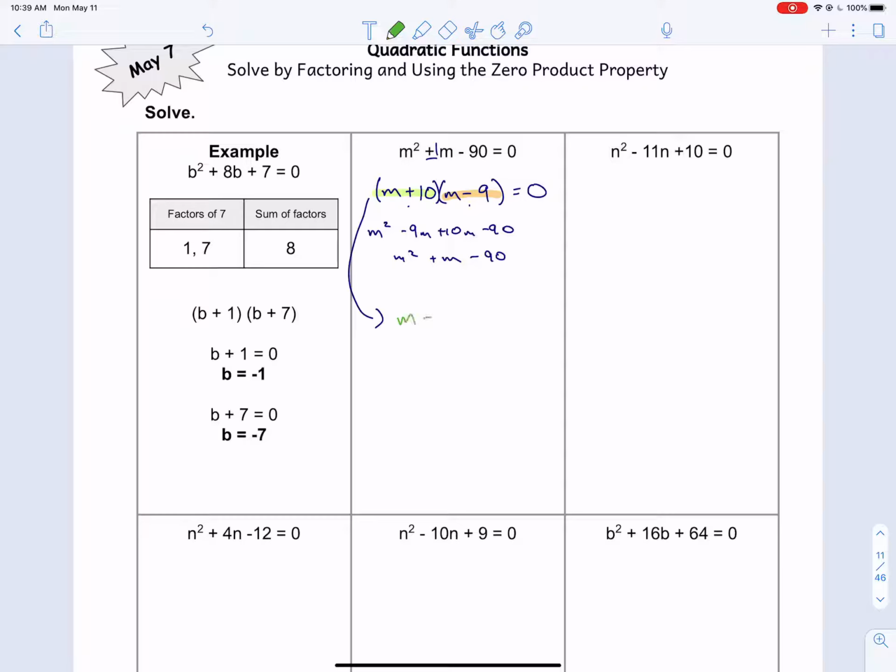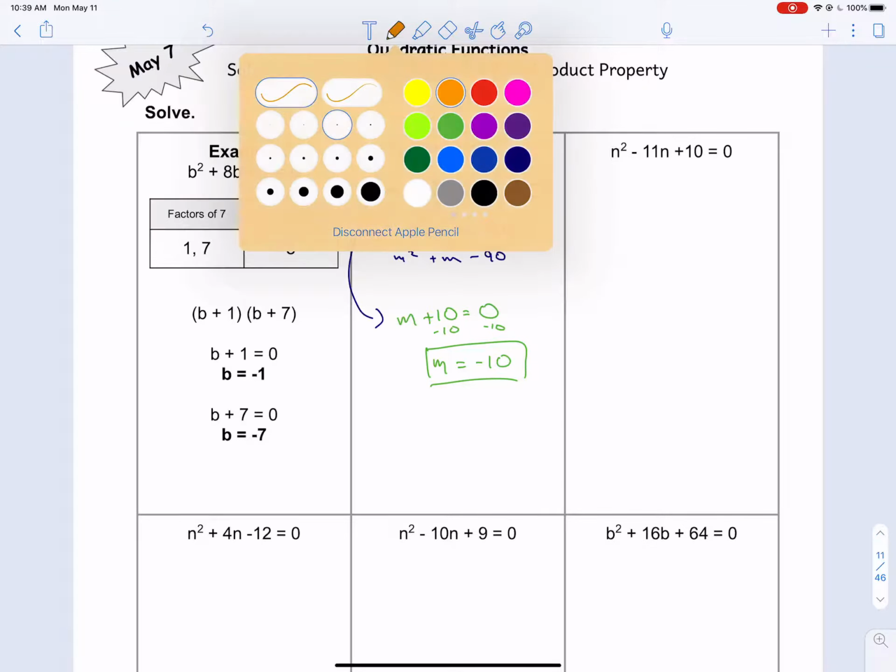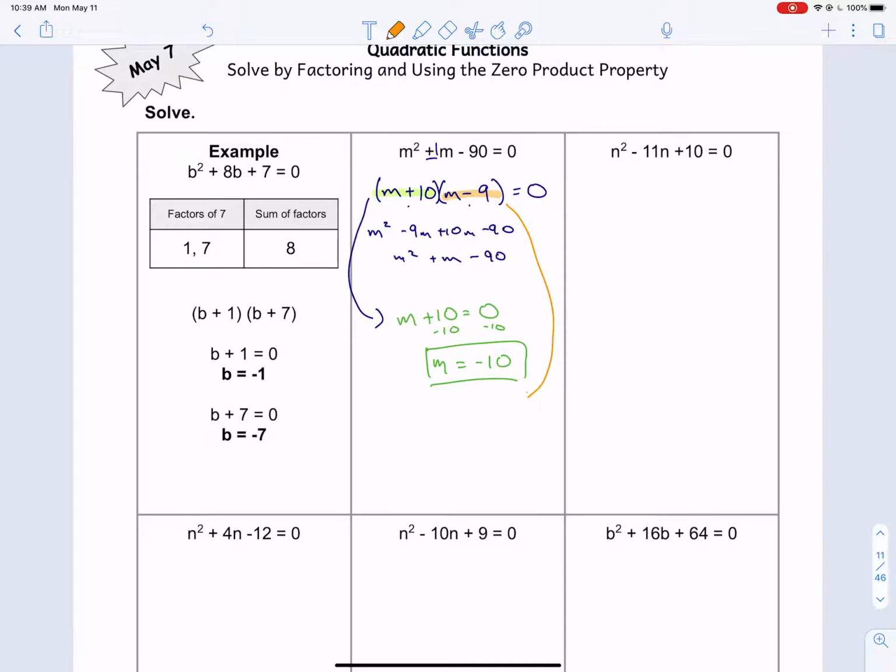Okay, so let's do the first one. So m plus 10 equals 0. Subtract 10 on both sides. I get m equals negative 10. So there's one of our x-intercepts, or one of our solutions. And then the other one, m minus 9 equals 0. Add 9 to both sides. I get m equals 9.